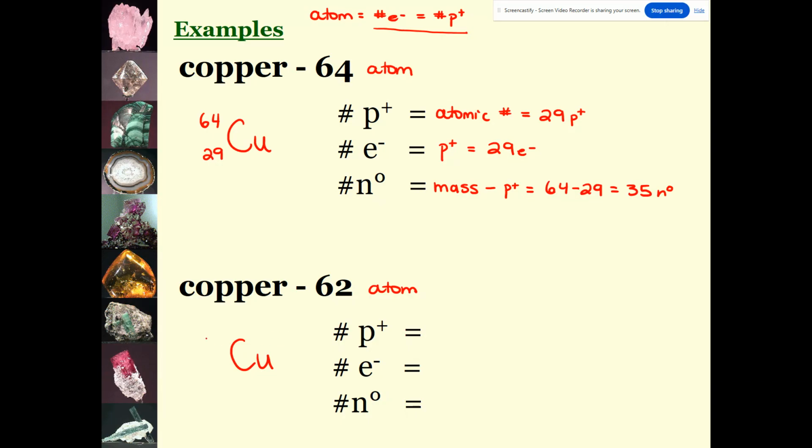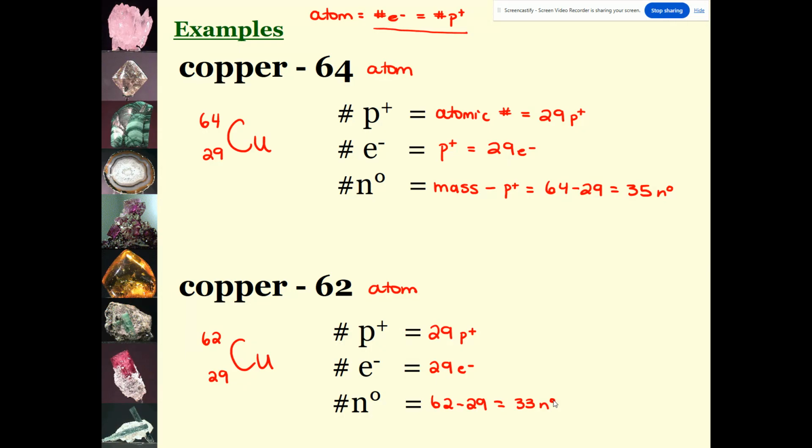So my isotope notation has my Cu symbol for copper, 62 this time on the top left, and still 29 on the bottom, because again, the atomic number is always the same for isotopes. So a copper atom has 29 protons. Again, that was atomic number. It'll also have 29 electrons because they're the same in atoms. And the neutrons this time would be 62 minus 29. I believe that is 33. I'm not using my calculator here. I should, but I believe that is 33 neutrons.